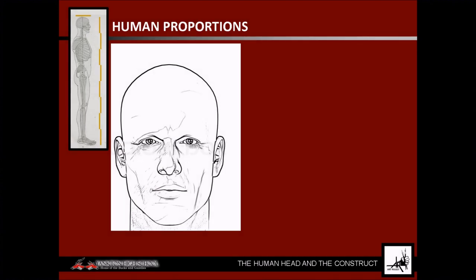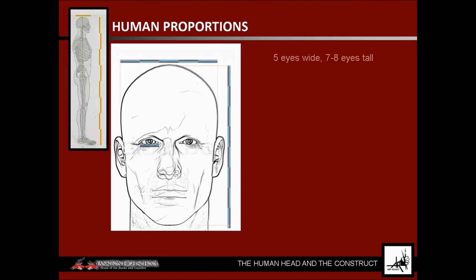You may or may not be needing to focus on the head and face in your final project image, but given that the construct is so strong, we're going to take some time to study the proportions. Within the head, the length of the eye becomes the norm. The head is 5 eyes wide and 7 to 8 eyes tall.